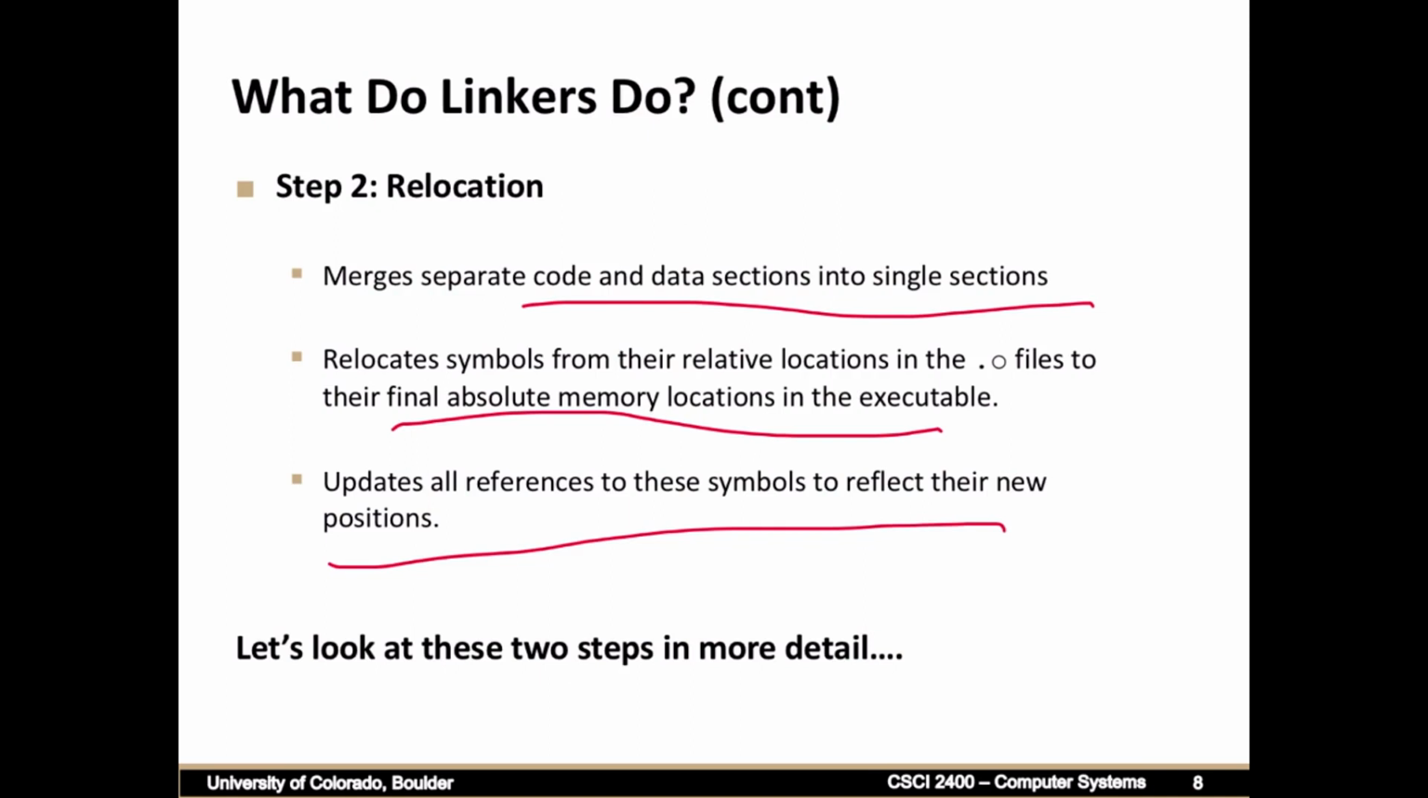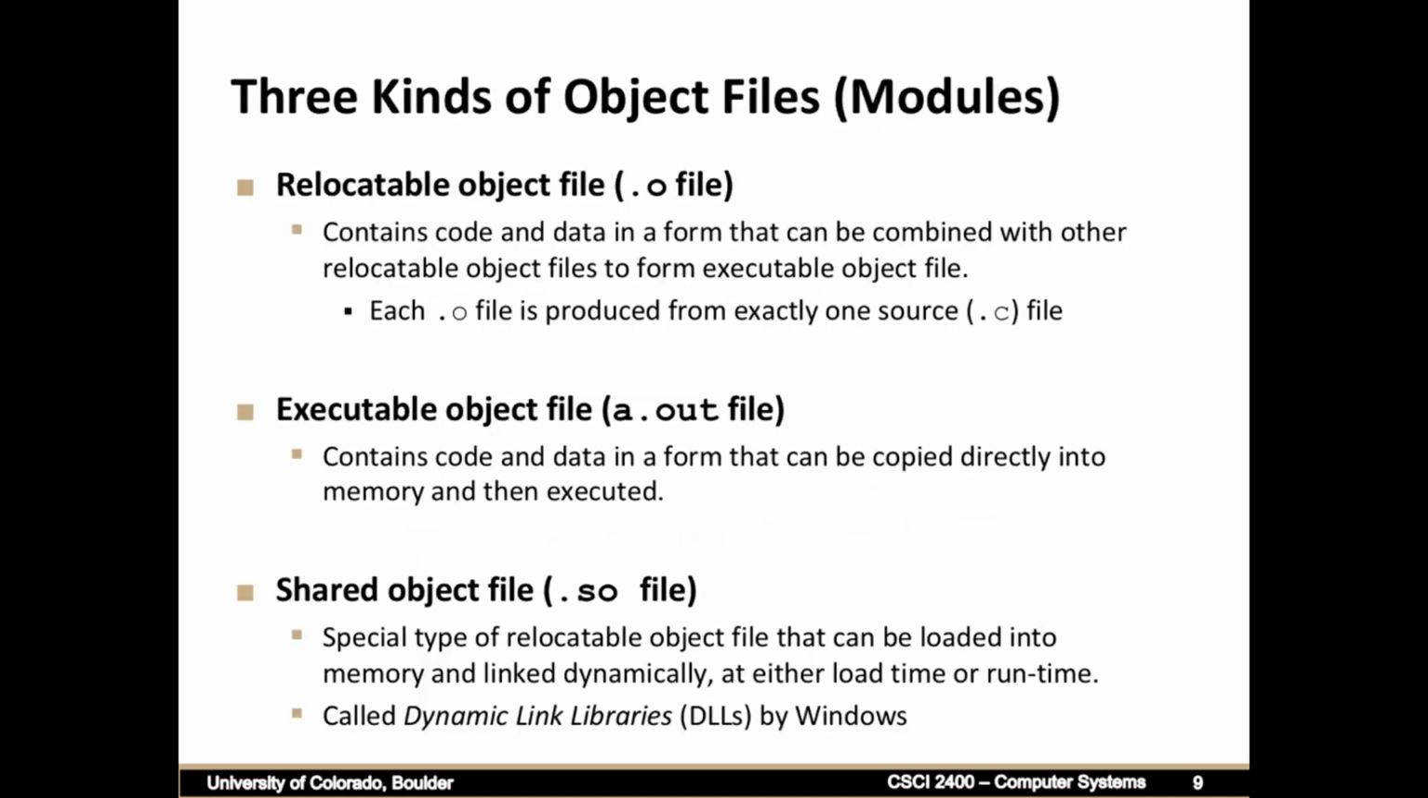So let's go into this in a bit more detail. There are relocatable object files, .o files. This, again, as we said, contains code and data in a form that can be combined with other files. In the C world, each .o is produced from exactly one source file, and the .o file can contain multiple functions and multiple pieces of data. There are some other languages where each individual .o file is specific to a given function, and they often have a different linker system. But we're going to focus on what works in C.